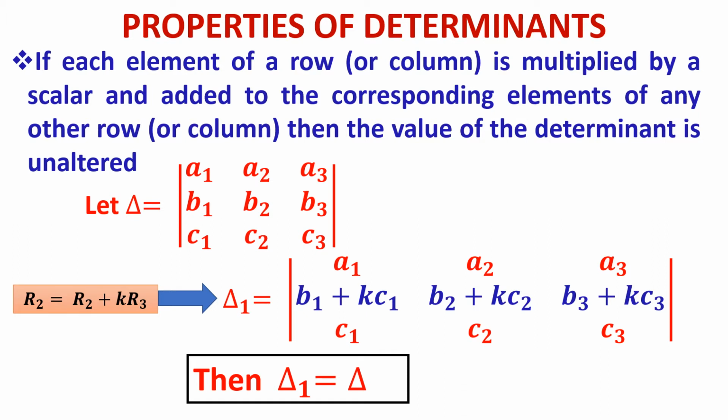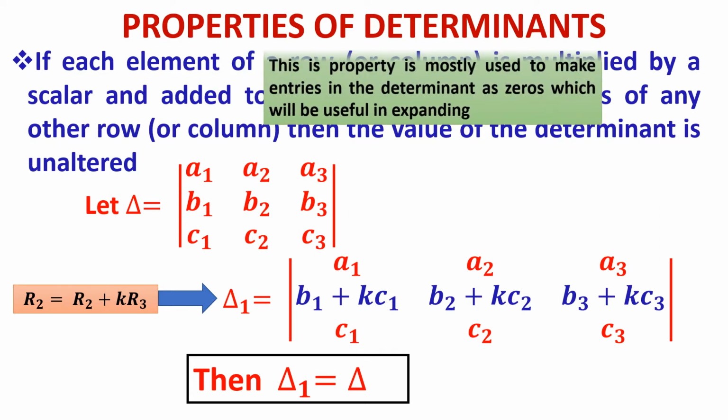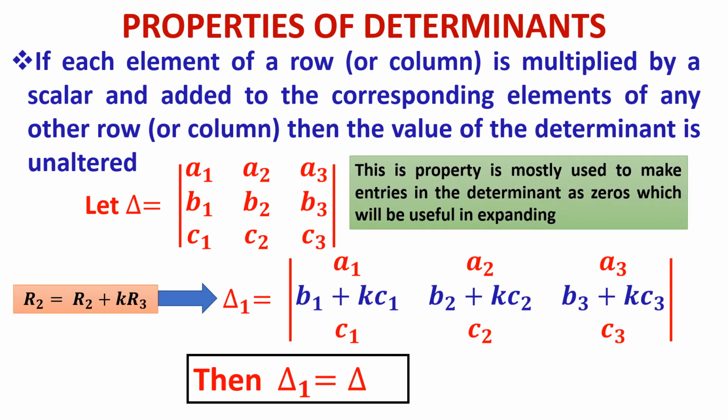Normally we will be using it in the determinant expansion or making the determinant as per our convenience. Again I am repeating: here R2 is written as R2 plus K times the elements of R3. Corresponding elements are to be added. This property is mostly used to make entries in the determinant as zeros, which will be useful in expanding. We will be seeing it.